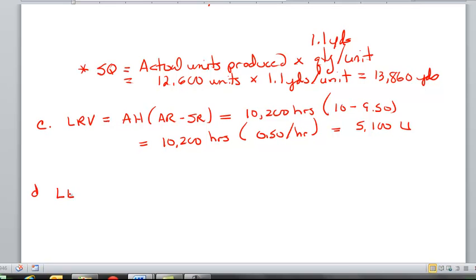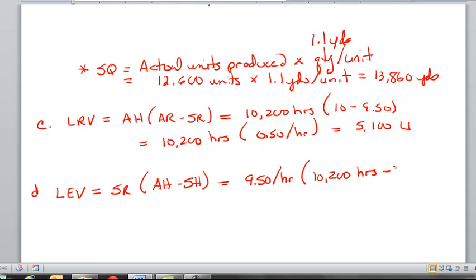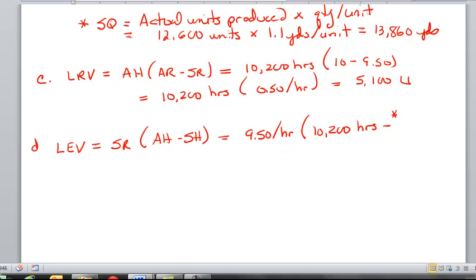Our labor efficiency variance equals my standard rate times the difference of my actual hours versus my standard hours. We know the standard rate is $9.50 per hour. We know the actual hours is 10,200 hours. We've got to calculate again our standard quantity, or our standard hours.